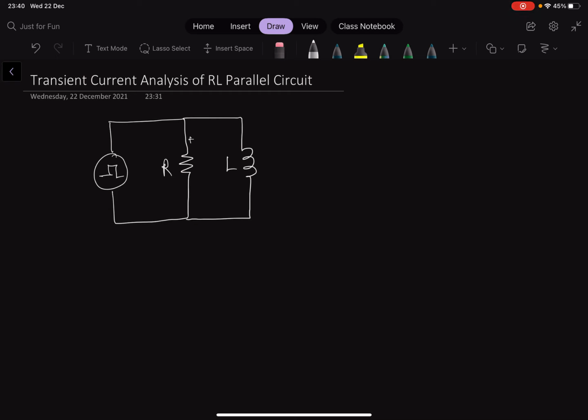The voltage across the resistor we say VR, and the voltage across the inductor we say VL. And we can mark the current direction plus minus. So we'll say this current is IR, and this current is IL. This is our node voltage, which is VT, or we can also say V, and the step current is applied, and we say IT with a magnitude of I naught.